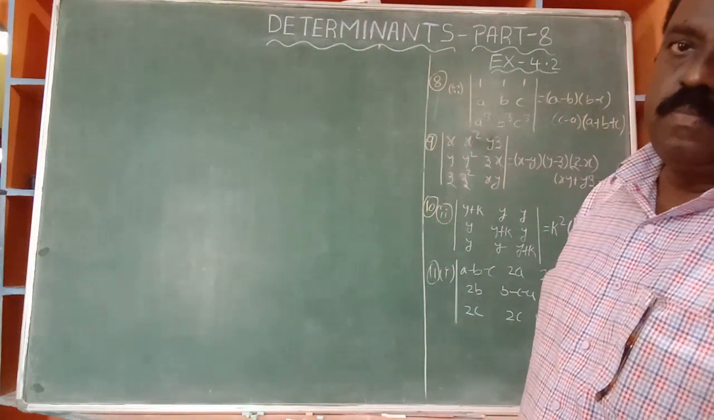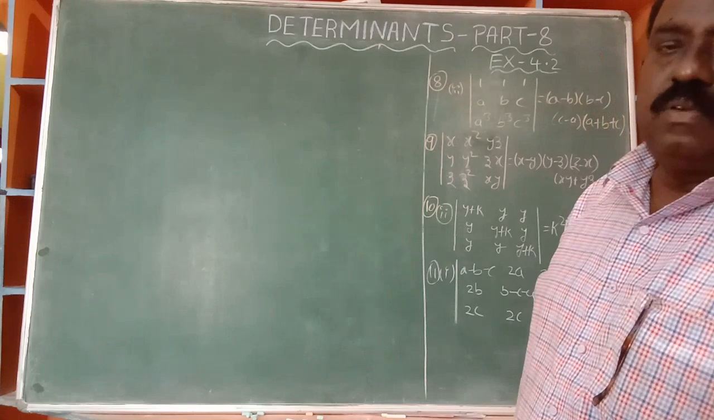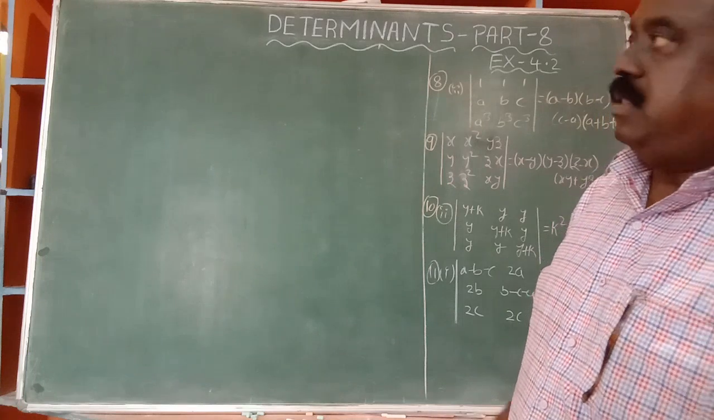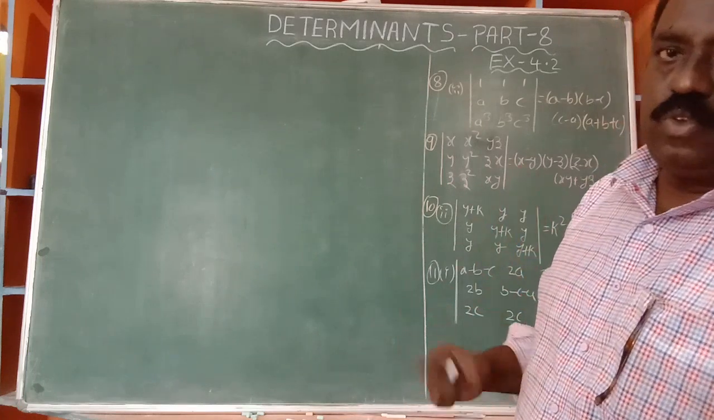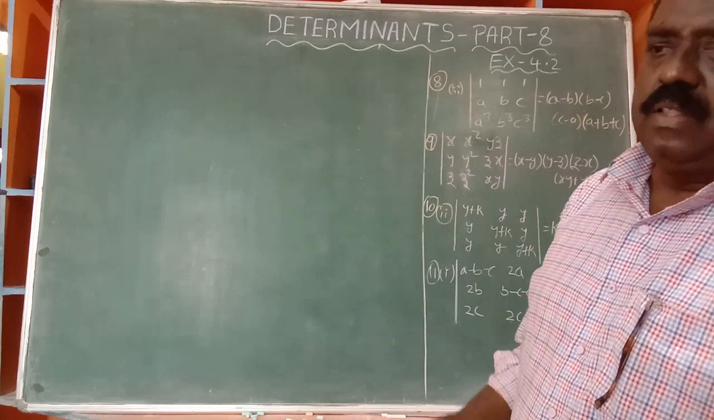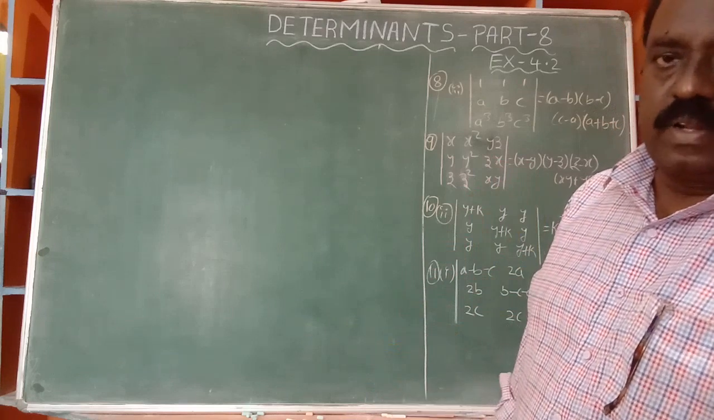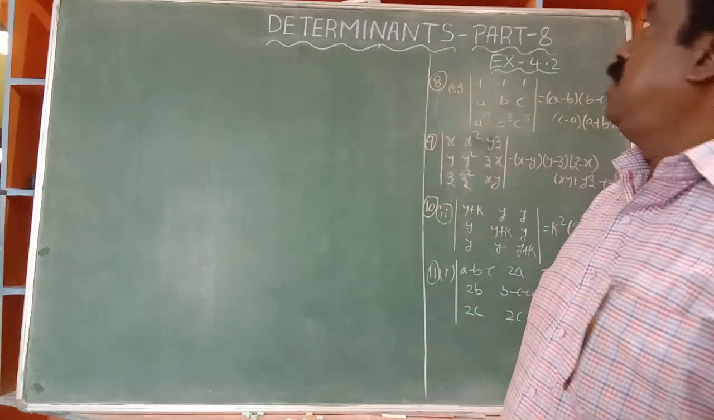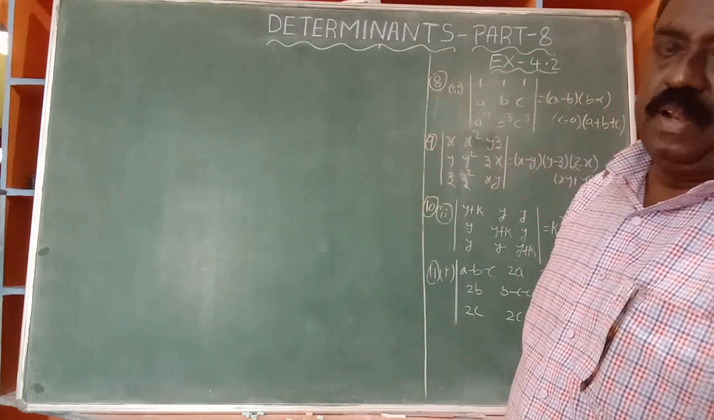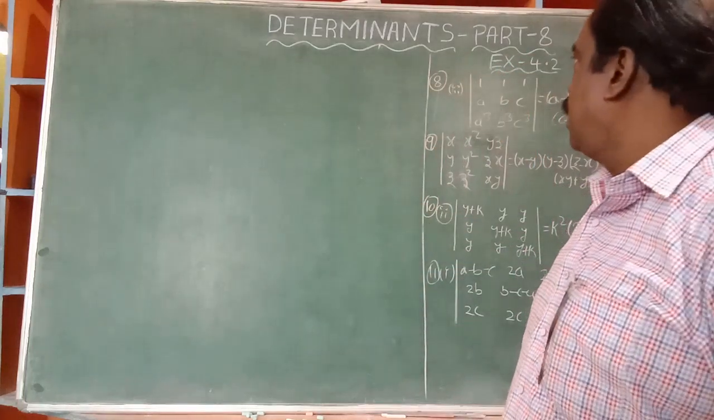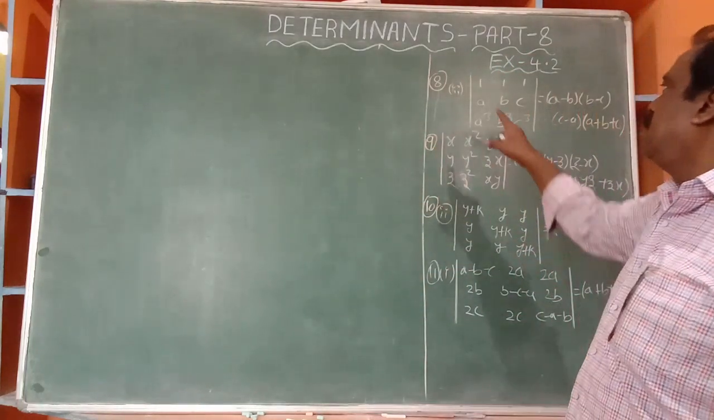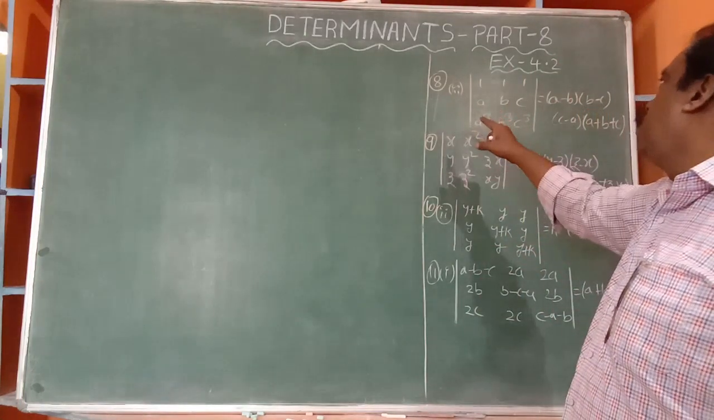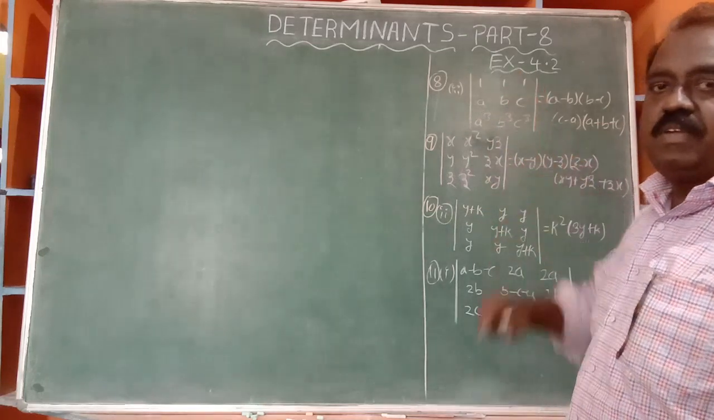In the previous videos, determinants part 7, we solved exercises 4.1 and 4.2. In 4.2, 7 problems we solved. Now I think 1 or 2 problems are given as homework. Now we are going to solve the 8th problem, the 8th part of determinants. 2 problems are given, Roman 1 and 2. 2 I will solve and 1 is given as homework.